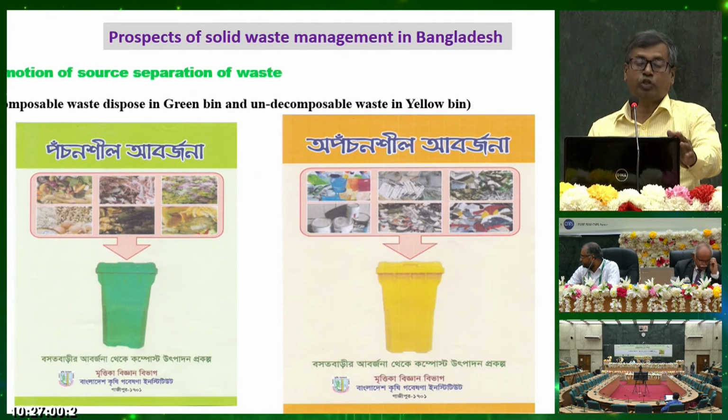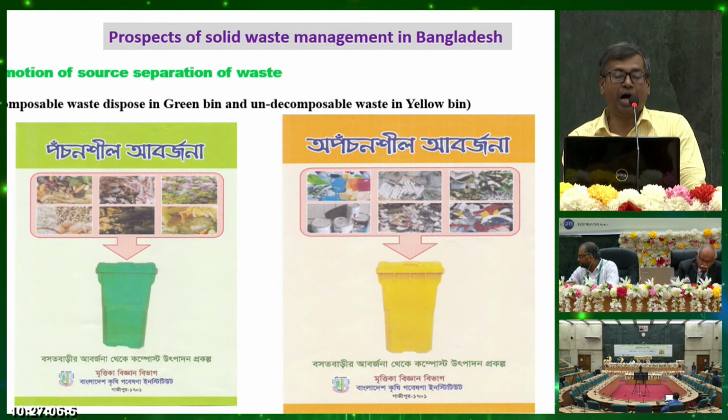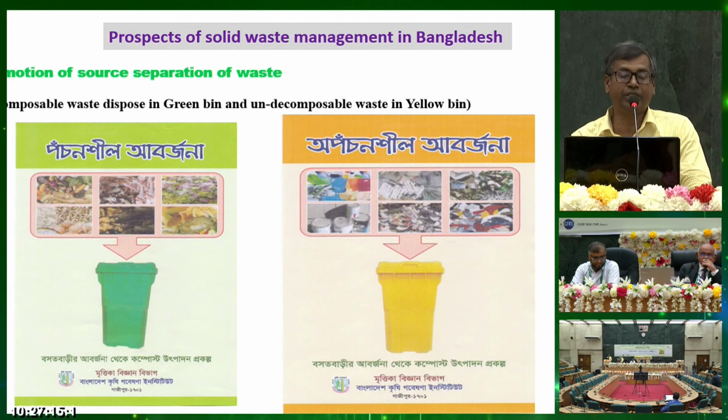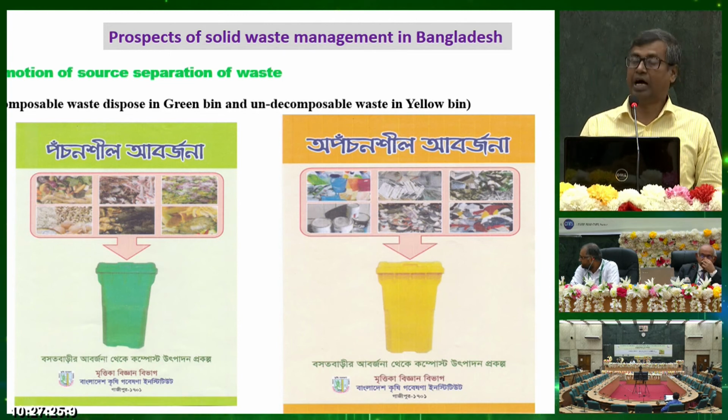So, the promotion of source separation of waste: if we have 2 separate bins in every house, the green one may be for organic waste or food waste, and if we train our maids and housewives to keep the waste in the green bin, and the undecomposable waste we put in the yellow bin, then source separation in the house will be completed, and the organic and inorganic waste are disposed to separate dustbins and others.